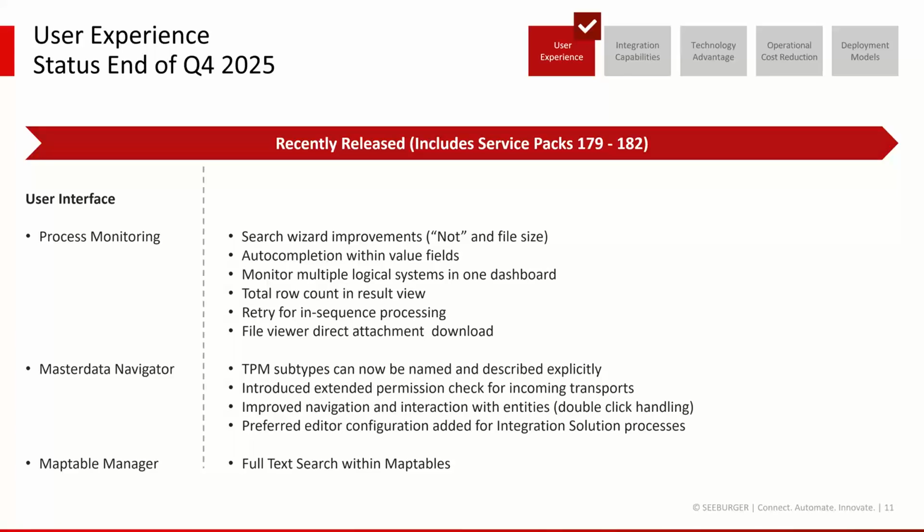We've generally improved the navigation and the interaction with the entity tree, added the ability to simply double-click entities rather than using the context menu. And we've also added some additional user preferences around how integration solution flows are displayed. And then finally, in the Map Table Manager app, we have added full text search capability so that you can more easily find certain values in your map tables and across all map tables.